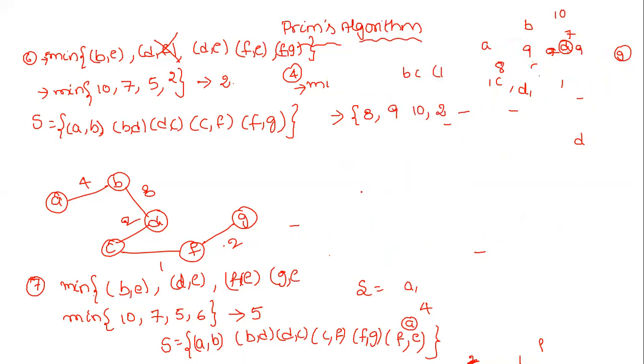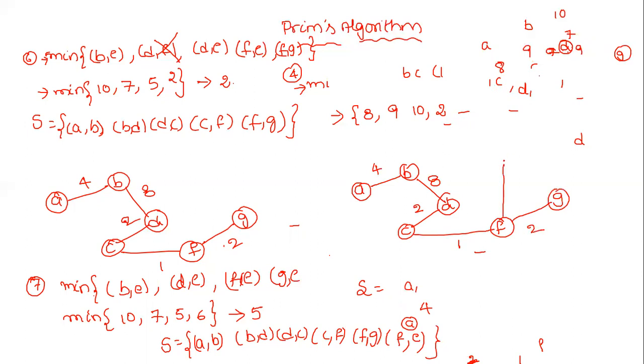So here A to B is 4 and B to D which will be 8 and D to C which will be 2, again C to F which will be 1 and F to G, which is 2. Same way F to E, which is 5.